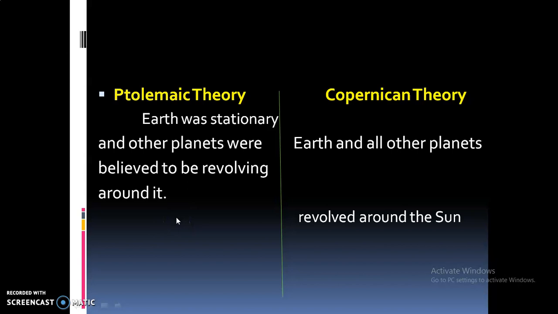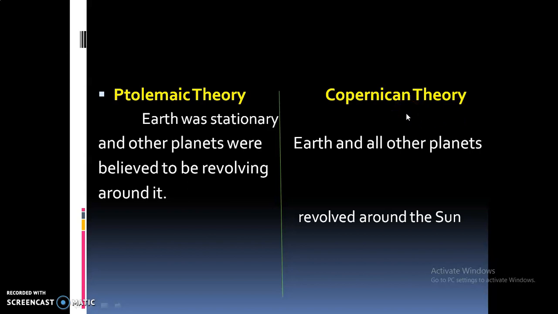See, Paradise Lost cannot be properly comprehended without forming a clear idea of Milton's cosmology. When Milton took up the writing of Paradise Lost, two theories of cosmology were in vogue. The first, ancestral theory was the Ptolemaic theory. According to this theory, the Earth was supposed to be stationary and all other planets were believed to be revolving around it. That is the Ptolemaic theory. And next, on this side, I have put the Copernican theory.